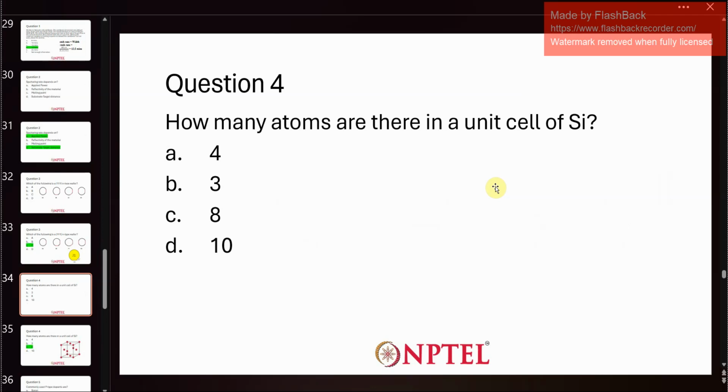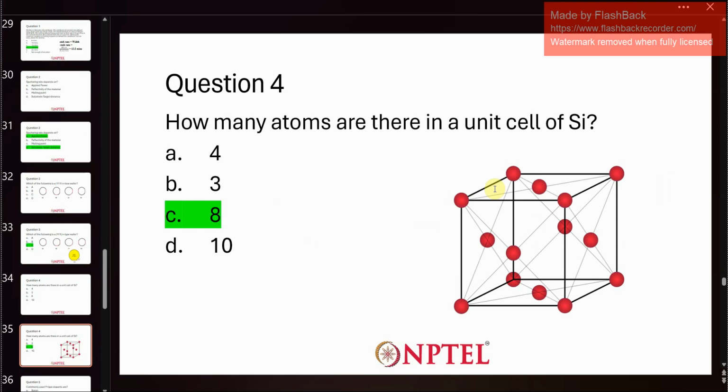Now coming to the fourth question, how many atoms are there in the unit cell of silicon? As I discussed earlier, the answer is 8. Silicon has very high packaging, so it has two unit cells combined together and packed together, and you get 8 atoms in one unit cell of silicon. It has a very high packing efficiency.